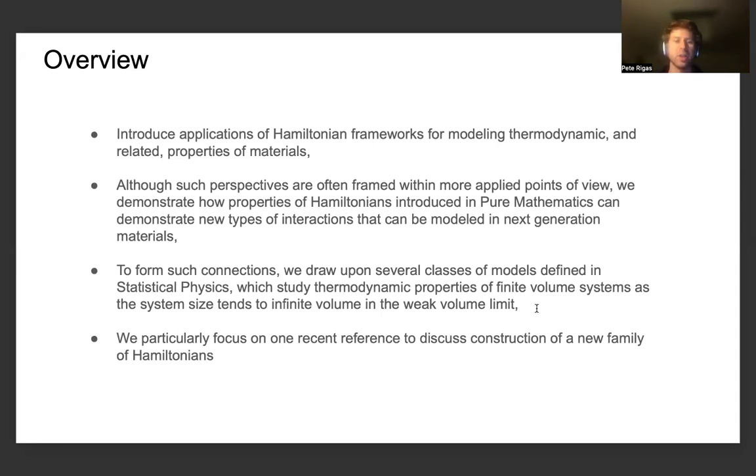So to form such connections, we draw upon several classes of models defined in statistical physics, which study thermodynamic properties of finite volume systems as the system size tends to an infinite volume in the weak volume limit. And we particularly focus on one recent reference to discuss constructions of a new family of Hamiltonians and how this very much has connections with the more pure math perspective from people in the statistical physics community, and how we can leverage these perspectives for making progress on pure and applied perspectives at the same time.